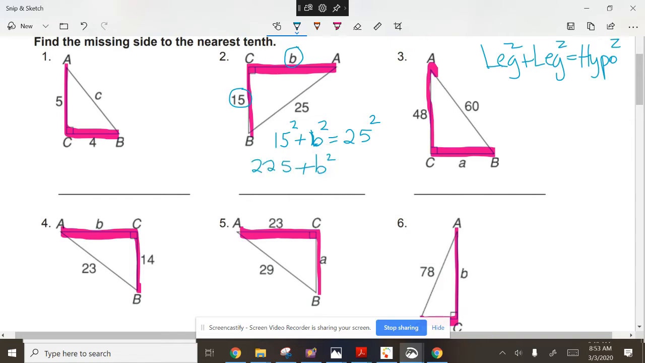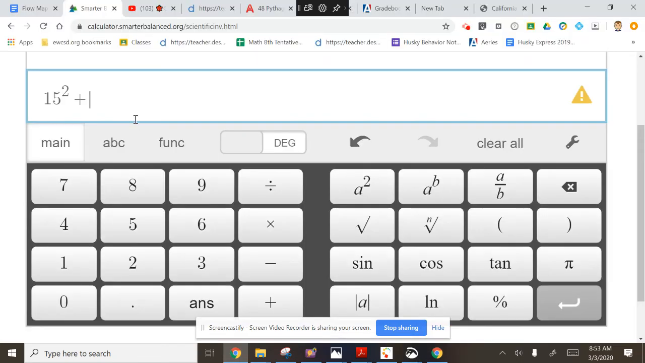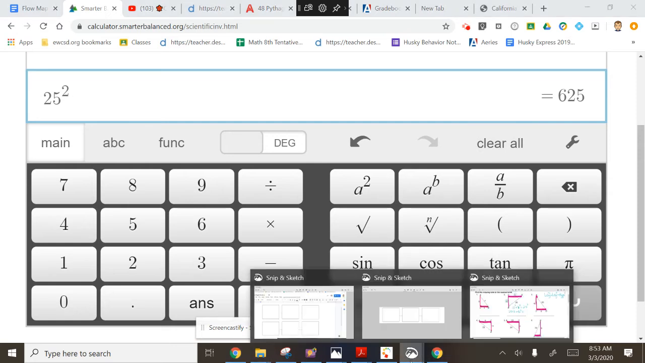Plus b squared equals, and let's go back to our calculator. We're going to figure this out again. I'm going to put 25 squared. That's 625. Okay, that's a big number. So I'm going to put that back here. Equals.